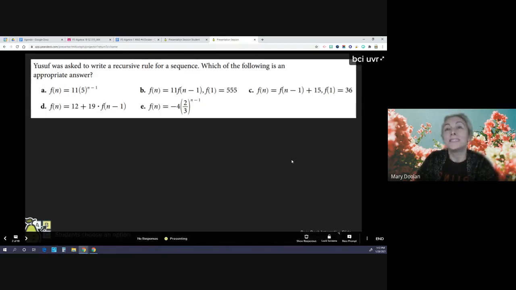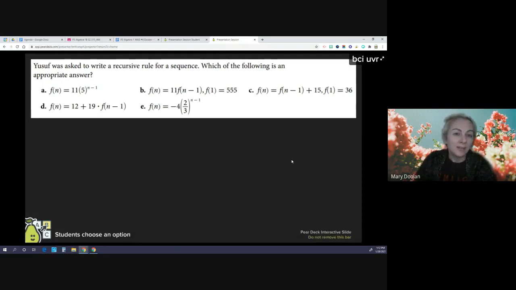All right, so this is a warm-up question. Back when we learned about arithmetic sequences, we learned about recursive rules and explicit rules. All right, and there's something special that's different between recursive and explicit. Recursive has something very particular about it. So if Yusuf was asked to write a recursive rule for a sequence, which of the following is an appropriate answer?